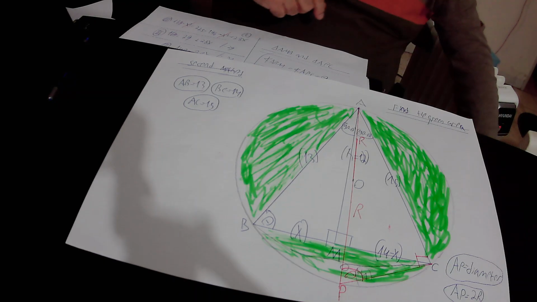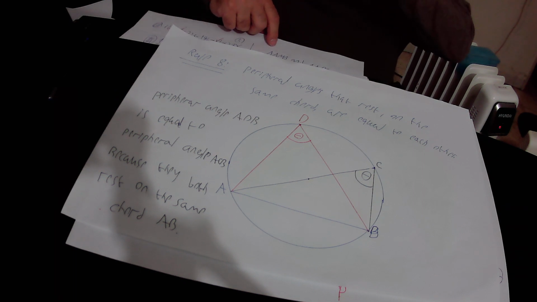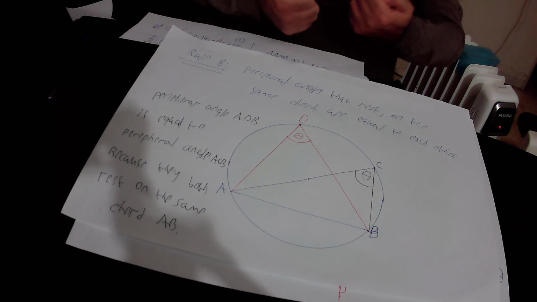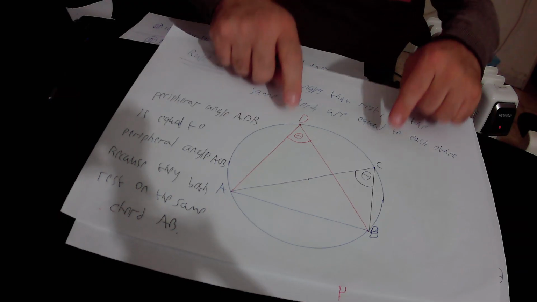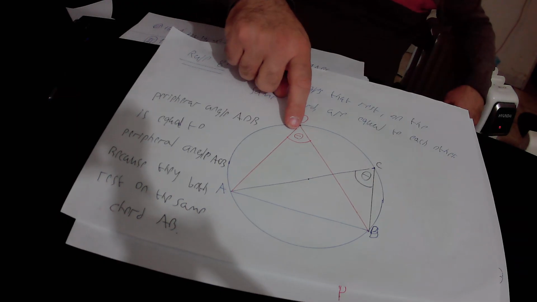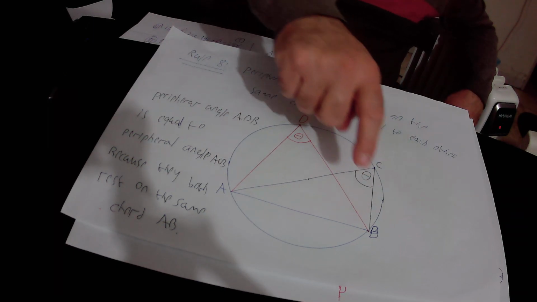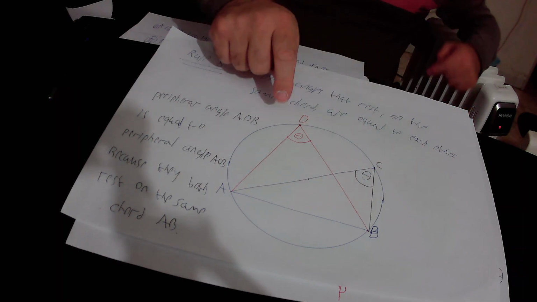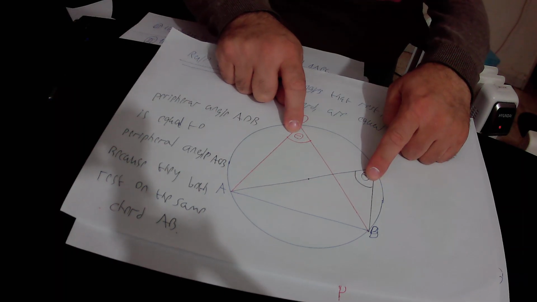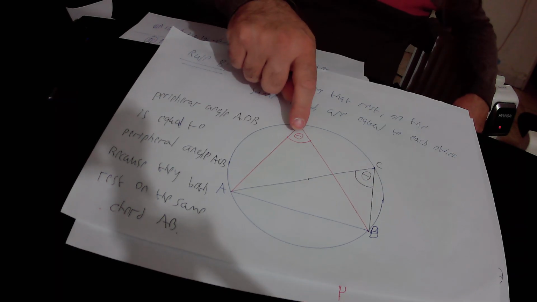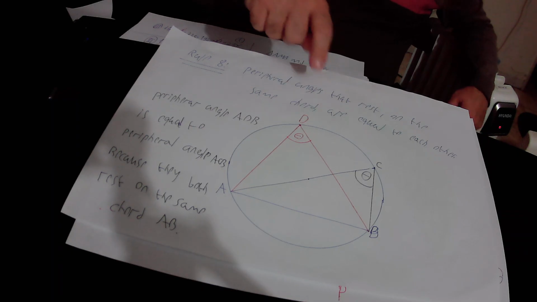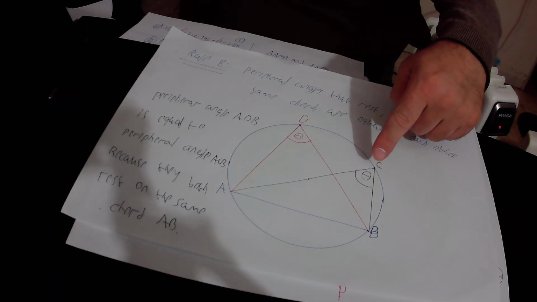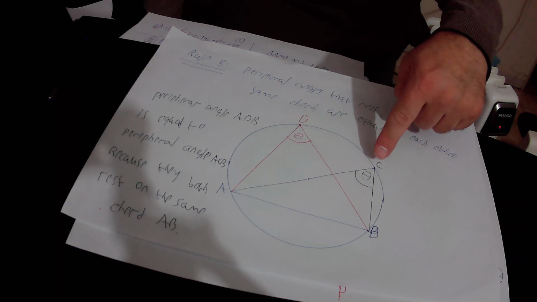Then I presented to you rule number 8. According to rule number 8, peripheral angles that rest on the same chord are equal to each other. In the drawing we have two peripheral angles. This peripheral angle ADB rests on chord AB. The other peripheral angle ACB also rests on the same chord AB. So those two peripheral angles both rest on the same chord AB, therefore they must be equal to each other. That is to say, if peripheral angle ADB is equal to theta, then the other peripheral angle ACB that rests on the same chord AB must also be equal to theta.